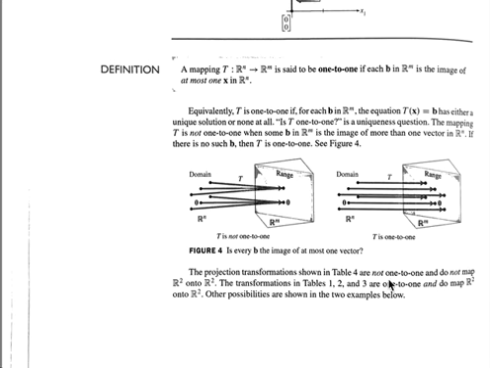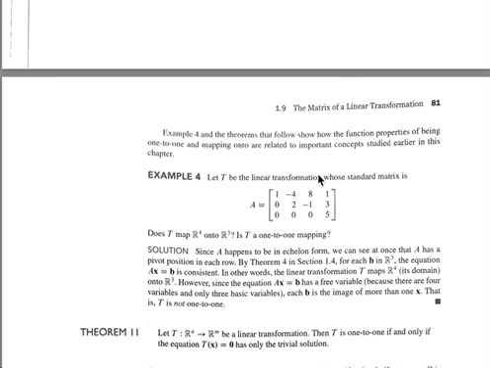And down here, I just want to point out that they give you some examples of which transformations have which properties. Projections, as we talked about in the previous movie, which are a particular type of linear transformation, are not one-to-one, and they are also not onto. Reflections and rotations are one-to-one and onto. And there are some other discussions down here as well.